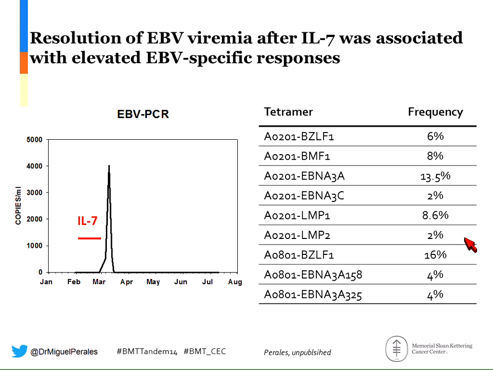So again, this is not a direct proof, but I think it's very suggestive that what happened is he got drug, his immune system started to recover, he developed EBV, and he was able to clear it by mounting a robust response. Typically, when we see EBV, if we don't treat it, it just keeps going up.